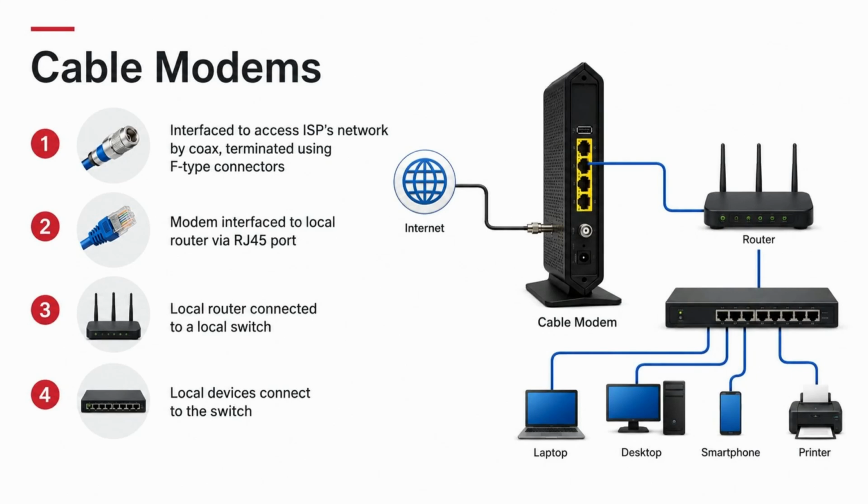Cable modem installation follows a specific chain. The modem interfaces with the ISP's network over coax, terminated with F-type connectors, then connects to the local router via an RJ45 port. The router connects to a local switch, and local devices connect to that switch. These days, many providers ship an all-in-one device combining the modem, router, switch, and wireless access point.